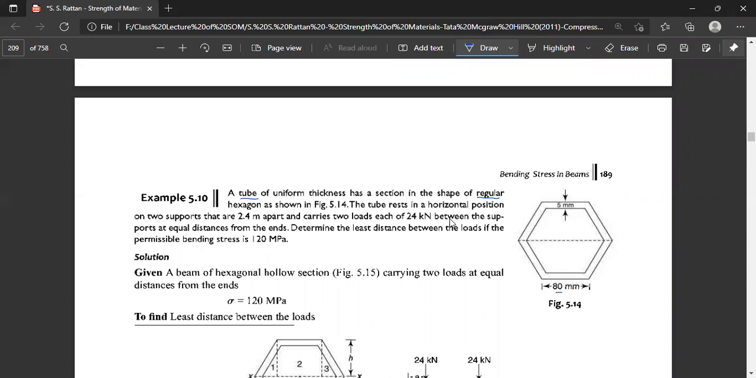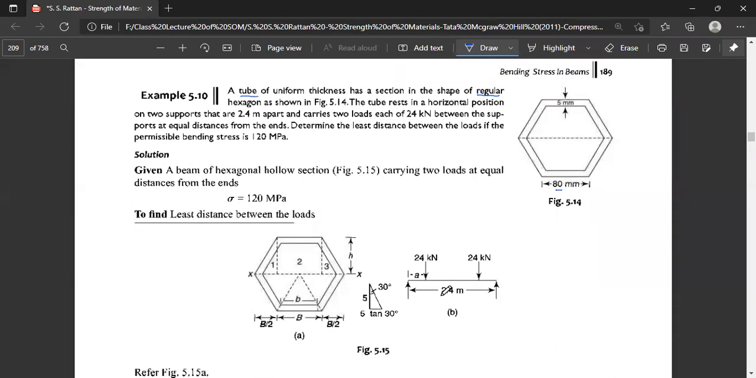And what else is given? The tube rests in a horizontal position on two supports. It is simply supported, and these supports are 2.5 meters apart, and it carries two bending loads of 24 kilonewton between the supports, applied at equal distances from both the ends. So you have to find the least distance between the loads if the permissible bending stress is given as 120 MPa. What is given is shown in the figure.